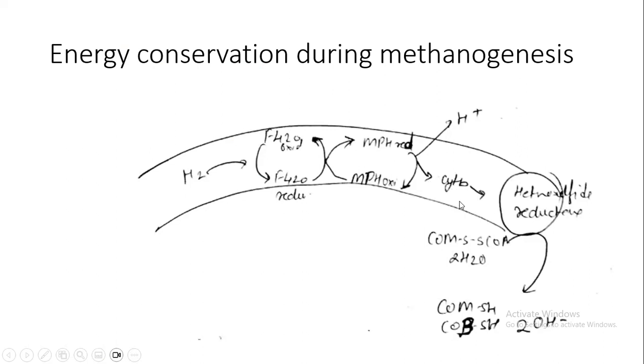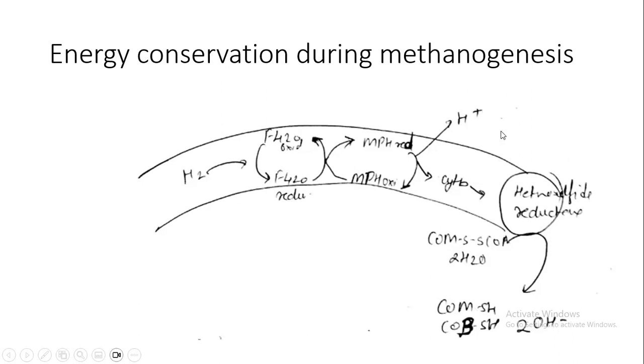The electrons are transferred from cytochrome B to the enzyme heterosulfide reductase, which is involved in converting the heterosulfide, that is the bonded form of coenzyme B and M, into their respective reduced form. For this, H plus ions are required, which are obtained from splitting of the water molecule into H plus and OH minus ions. The H plus ions are used up during this reduction process, while the electrons that are required are obtained through cytochrome B, through the electron transport chain. And the resulting OH minus ions will accumulate on the inner side of the membrane.